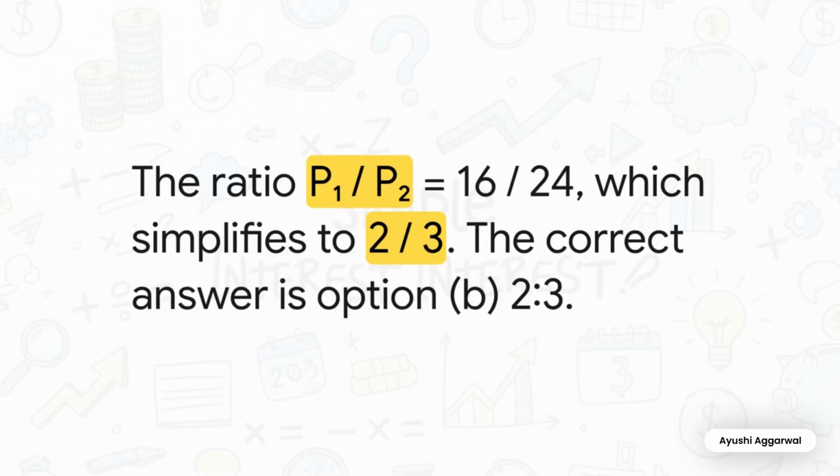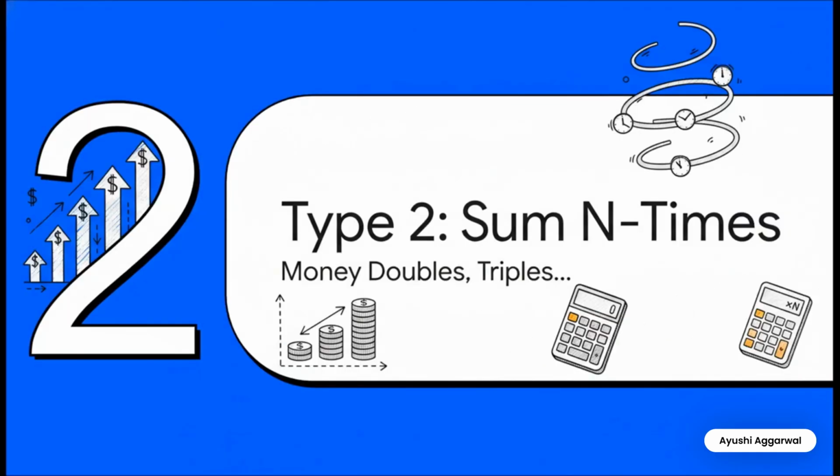So the ratio of P1 to P2 is simply 16 over 24. We just simplify that fraction and we get 2 over 3. And just like that, using the formula, we have our answer in seconds. That's option B. All right, let's keep the momentum going and move on to our second type.